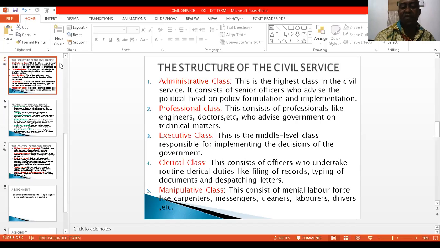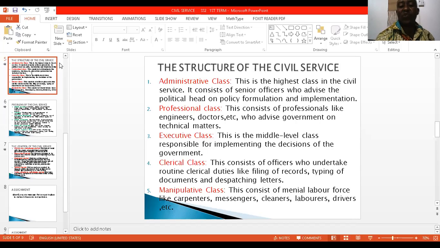This consists of the manual labor force, like the carpenters, the cleaners, the laborers, the drivers, and so on and so forth. Can you see some of them around you in your mom's or dad's offices, in your schools? You can see them. They belong to this group and they are very important. If your class is dirty, will you enter there? No. They make sure that they put everything in order, set it, then people will start coming. These are some of their work.